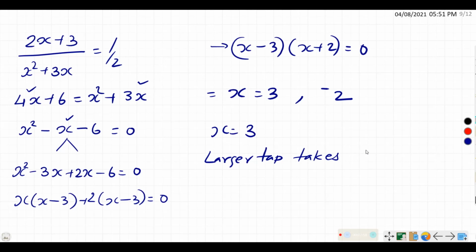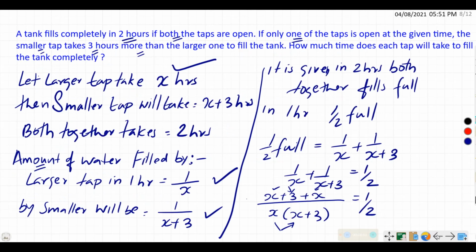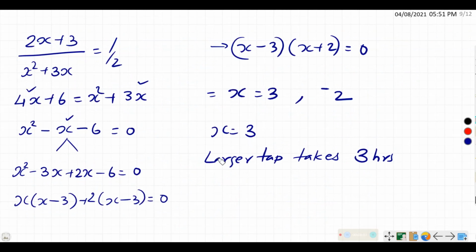Naturally the smaller tap will take 3 hours more, as per the question. So the smaller tap will take 3 plus 3, 6 hours. And thereby we got the answer. This is the answer.